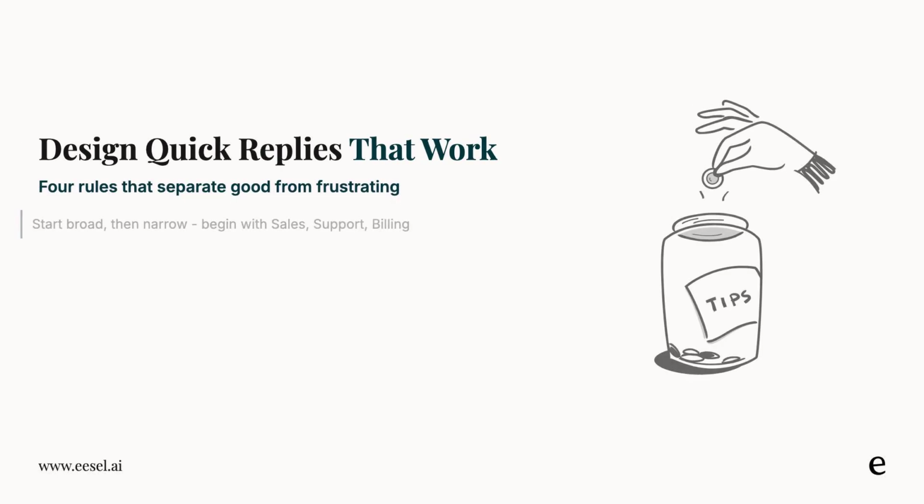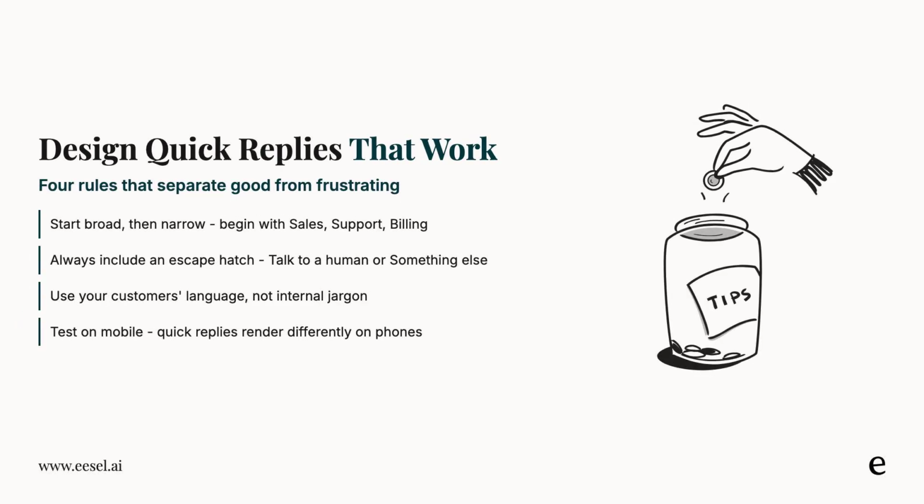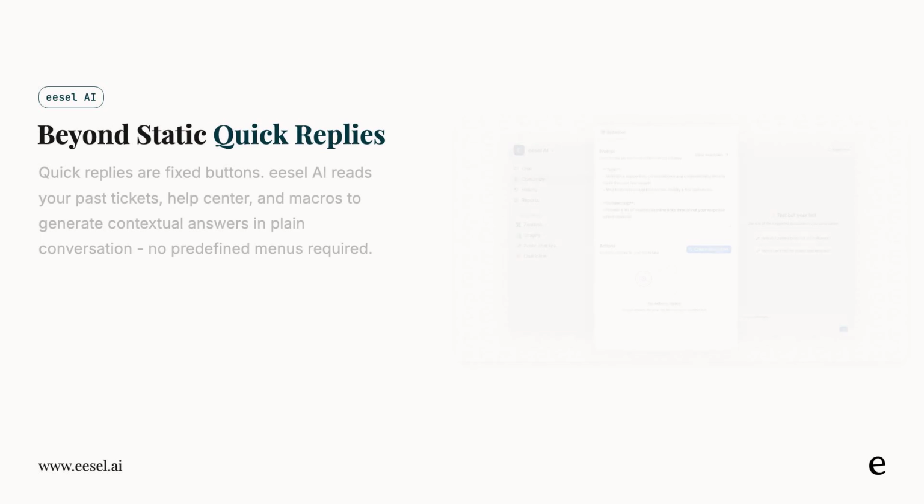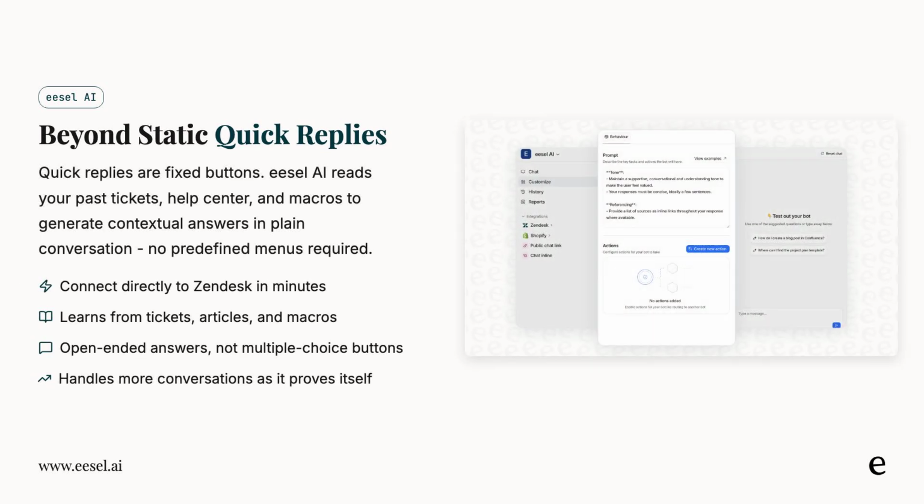The strongest quick reply flows start broad, categories like sales, support, or billing. Then get more specific from there. Always include an escape option so customers never feel trapped in the bot. And always test on mobile because quick replies render as numbered options on WhatsApp and look very different on a phone screen. Quick replies work great for predictable questions with fixed answers.